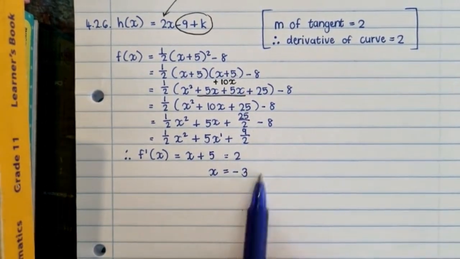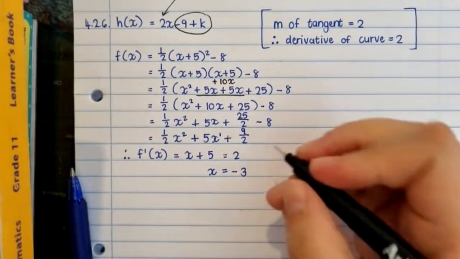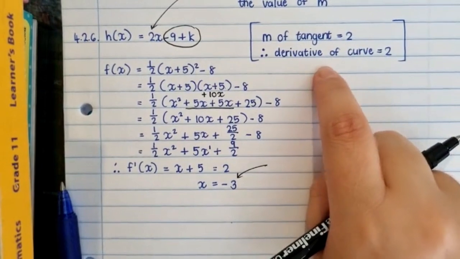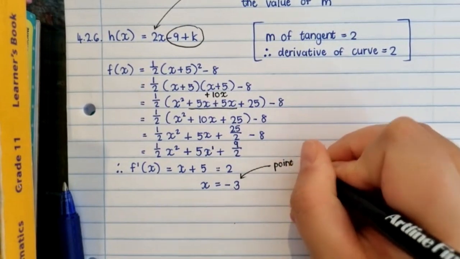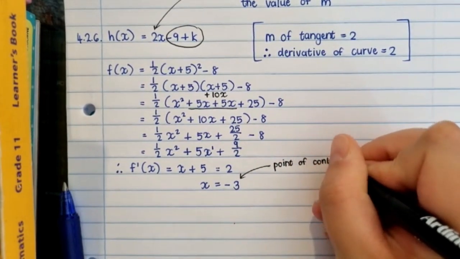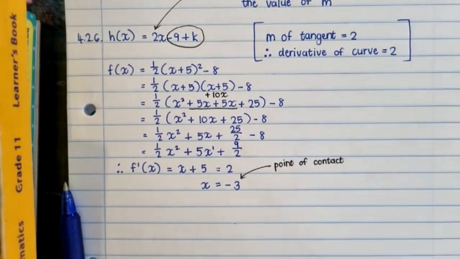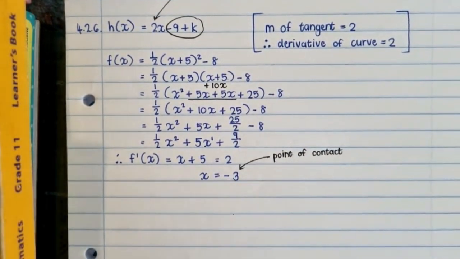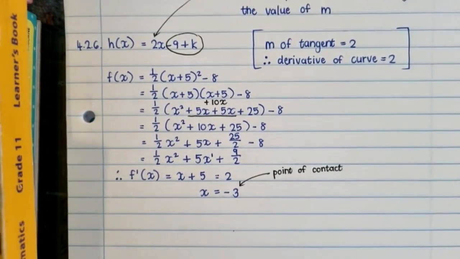Now, what is this actually? This x value is the x value of the point of contact. When you take the value of the gradient and you make it equal to the derivative and you solve for x, that is the x value of the point of contact of your curve, of your parabola, and the tangent. That's what they asked us for, right? They asked for the coordinates of the point of contact. So the x value of your point of contact is negative 3. Now, how can we find the y value of the point of contact? Very simple. We're just going to substitute it into the equation of the graph that it lies on.